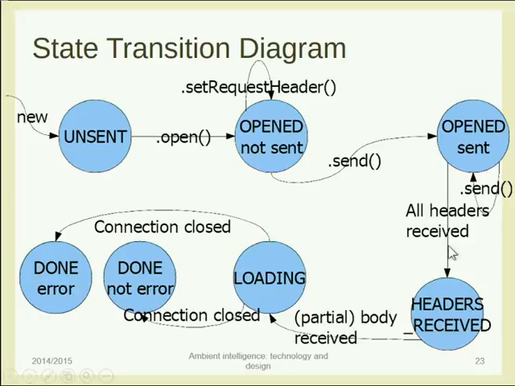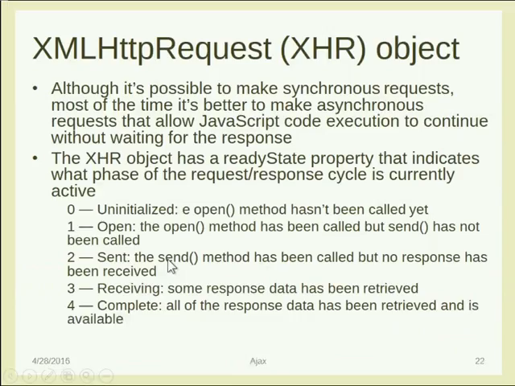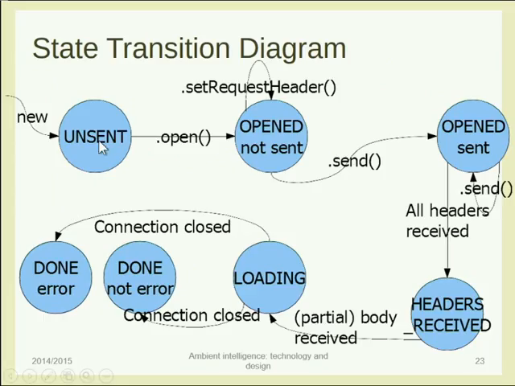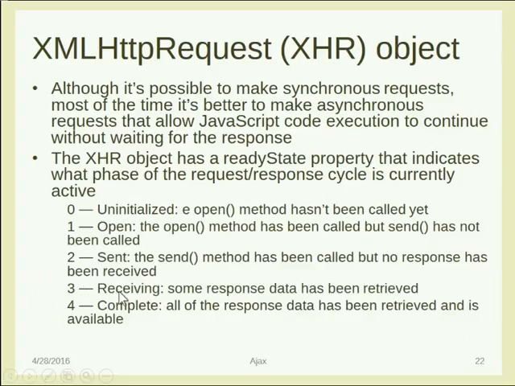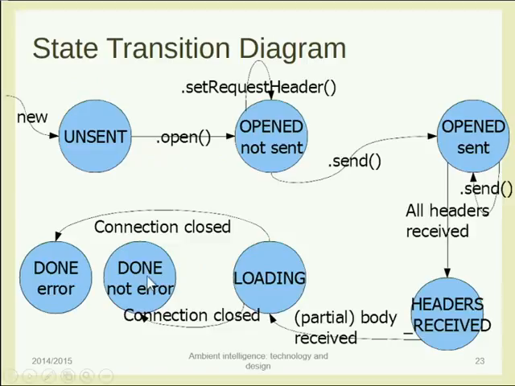And what are these states? They are just the values of a property called readyState in the XHR object. So readyState starts from zero, which means unsent. Then it transitions to one, opened. Then to two, headers received. Then to three, loading. Then to four, done.